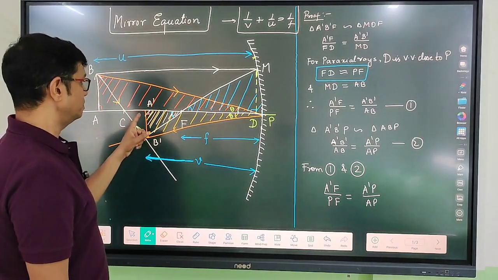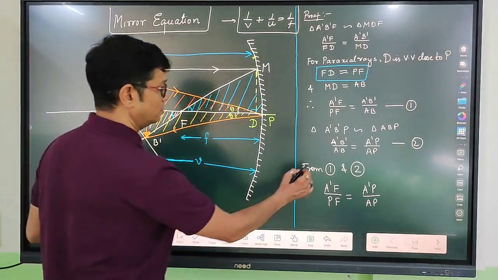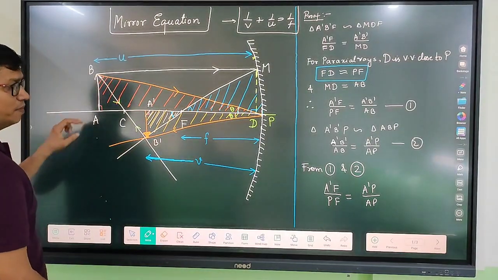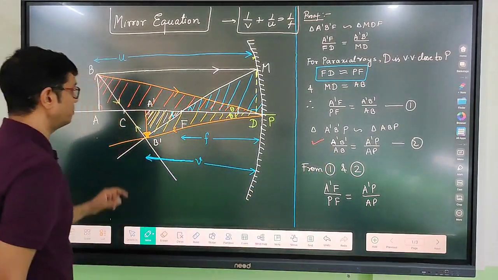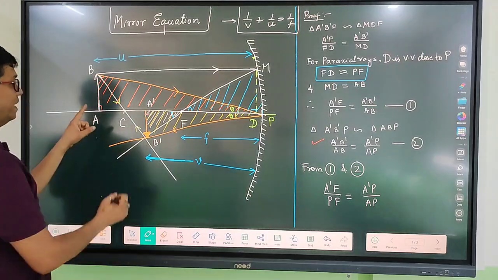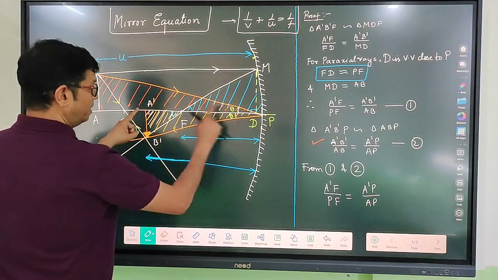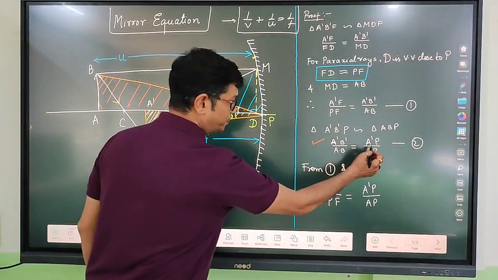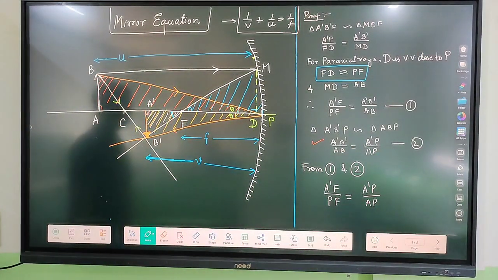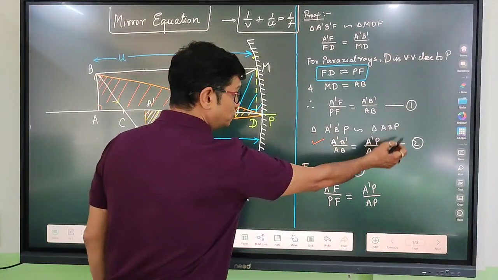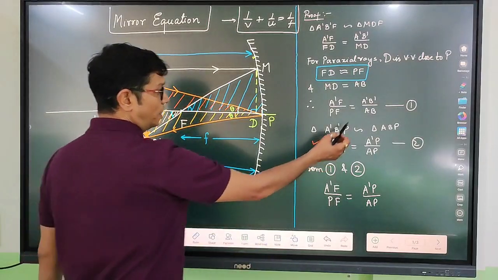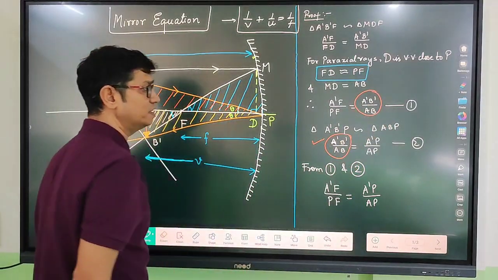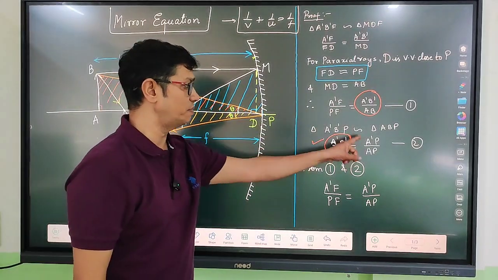A dash B dash upon AB will be equal to A dash P upon AP, right? Now if you see these two equations, 1 and 2, A dash B dash upon AB is common. That means these two things will be equal.